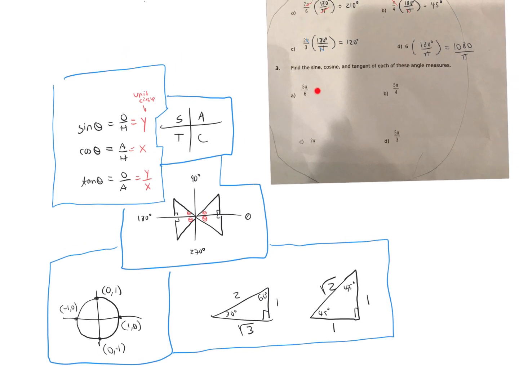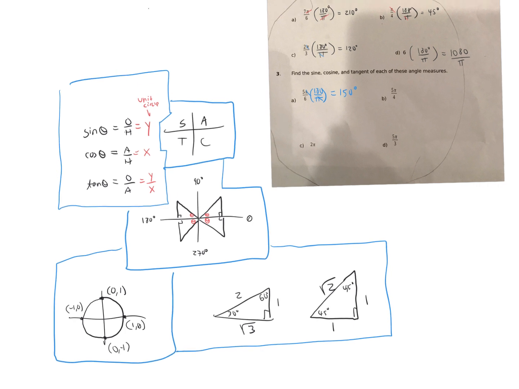So let's look at 3a. 3a says find the sine, cosine, and tangent of 5 pi over 6. Let's convert that to degrees in order to make things easy for ourselves. The pi's would cancel. 180 divided by 6 is 30. 30 times 5 is 150. So we have 150 degrees.